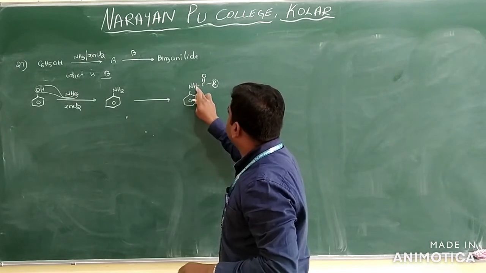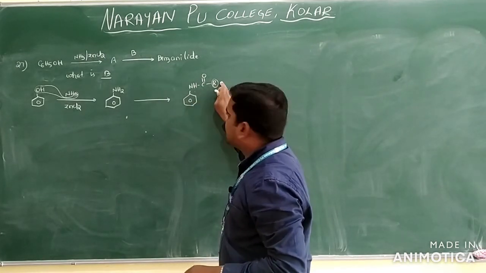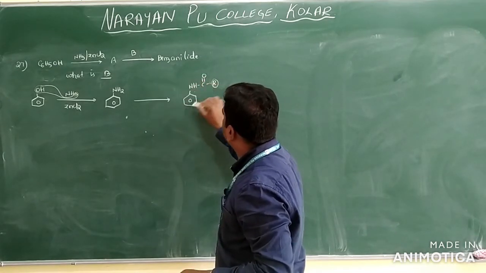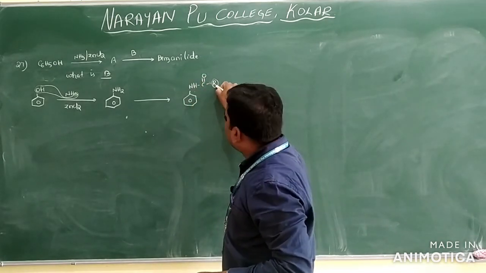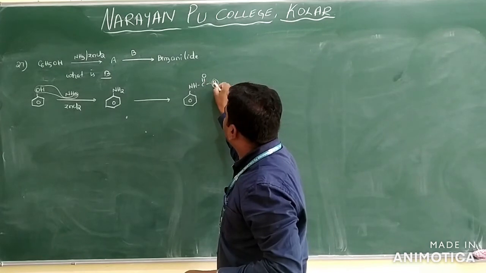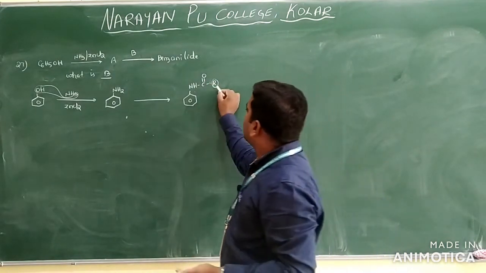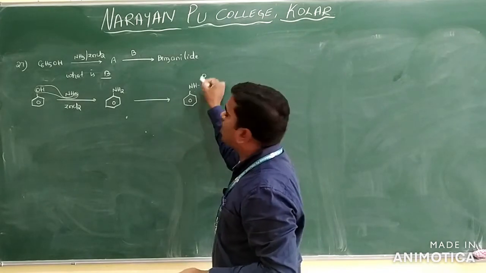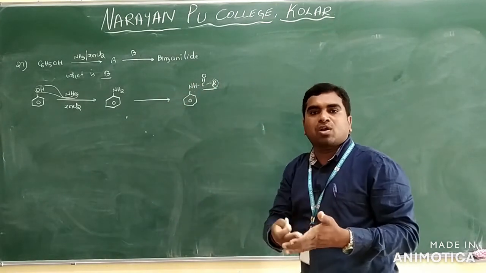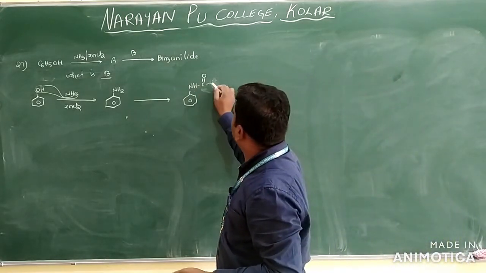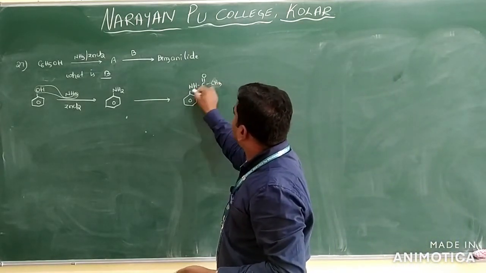You know, benzene–NHCO and any group can be there; this we will call an anilide. Clear? If a methyl group is there, CH3CO, we call it acetanilide. Means if an RCO group is there on the aniline, that compound we call an anilide. CH3CO is there, this is acetanilide.